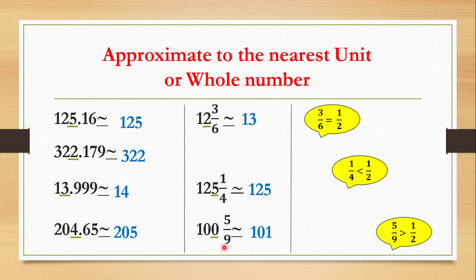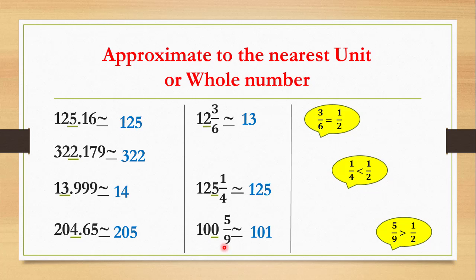We have the same steps for all approximations. Just underline the digit, the place of the digit you want to approximate to. Then look at the right. If the digit to the right is greater than or equal to 5, add 1 to the underlined digit. If it's smaller than 5, don't add 1. All the digits to the right of this digit will become 0, and all the digits to the left will stay.